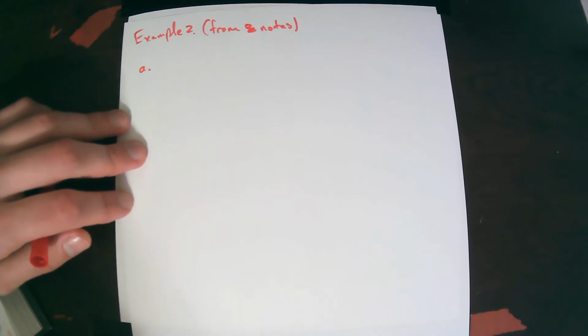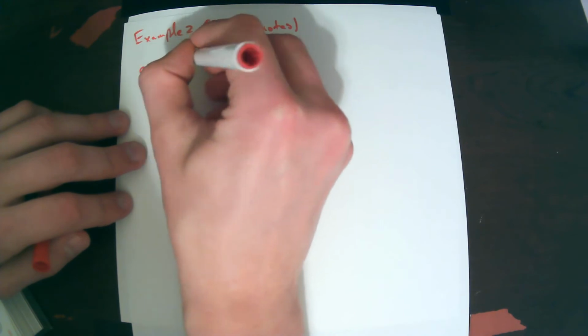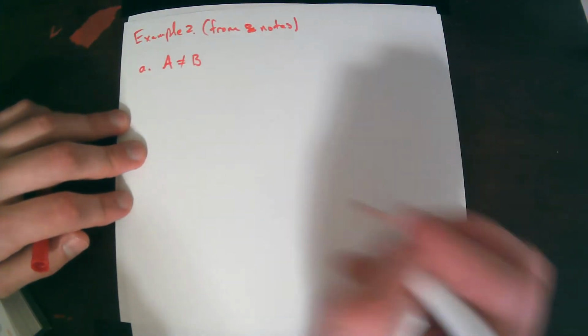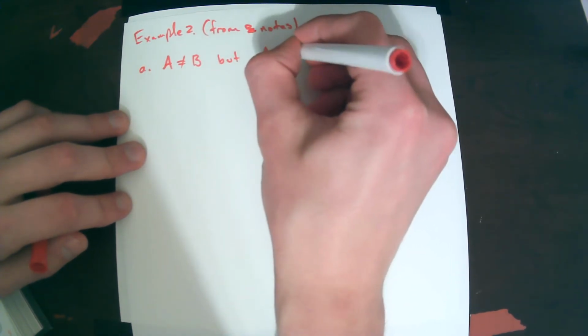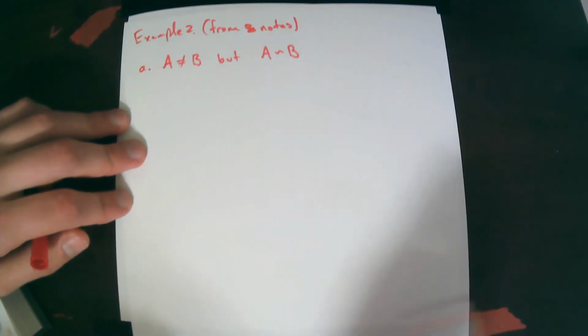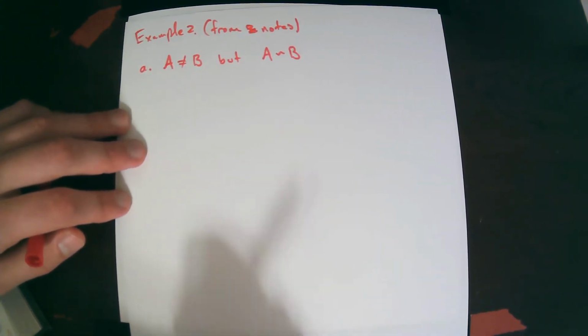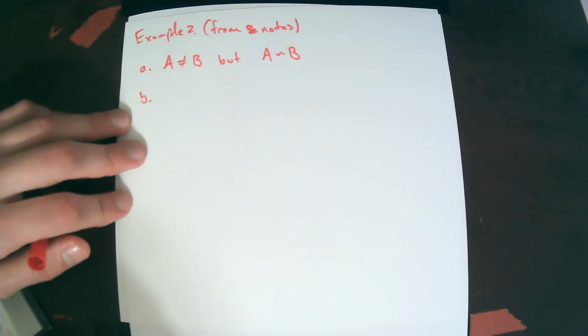Okay. A is not equal to B because they're different. But A is equivalent to B. So it's just like the C and D I just gave as an example a second ago. They're not equal, but they are equivalent. What about part B?